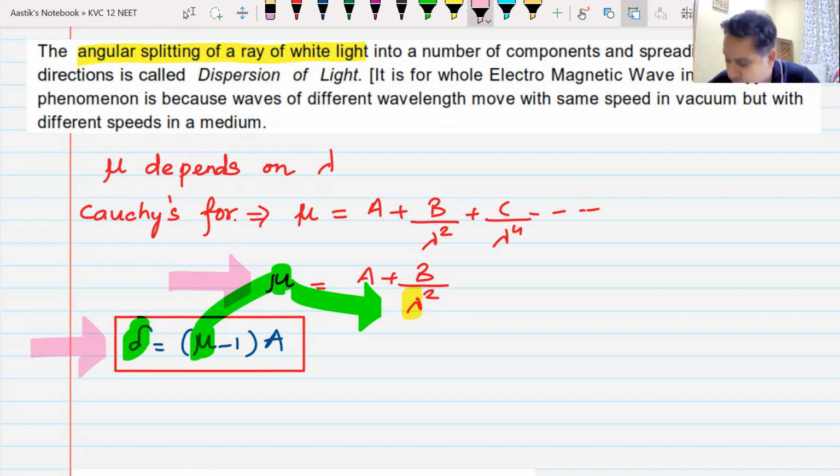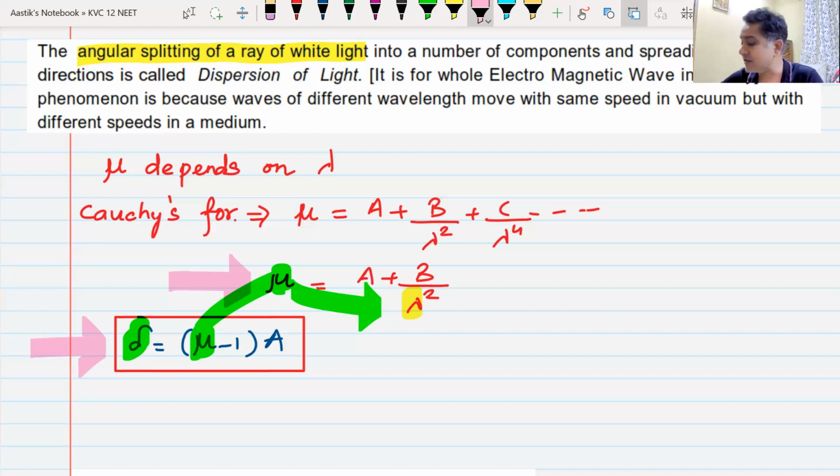So, note down, what did you miss? You don't have to write everything on the slide. It is of no use. You just have to understand what is dispersion. Dispersion is the splitting of the white light into its rays. That's it. Nothing else. You don't have to write everything like this. No one is going to ask you that much, okay?